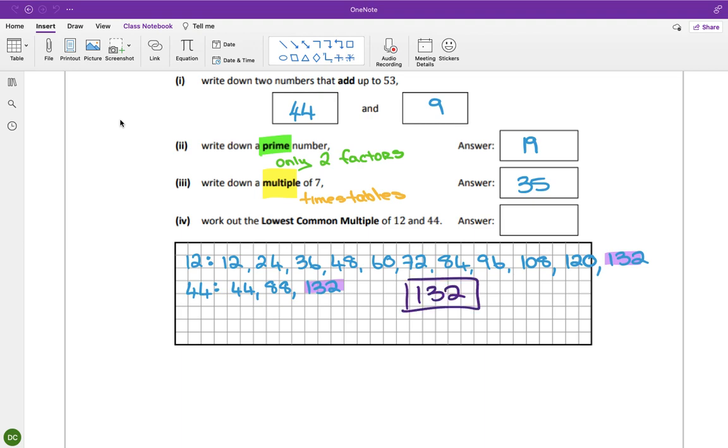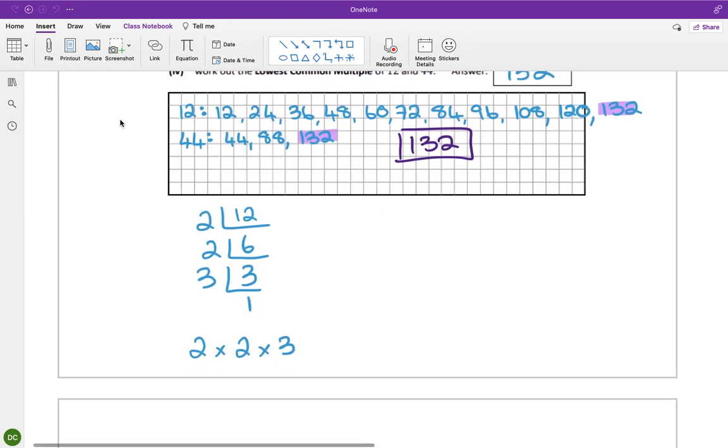I'm going to do it with prime factors just to show you that it can be done either way. So prime factors, your prime numbers start with 2. So 2 into 12 goes 6 times, 2 into 6 goes 3 times, and 3 into 3 goes once. So 2 by 2 by 3. And this is the lowest common multiple, so that's where you write it as you shorten it.